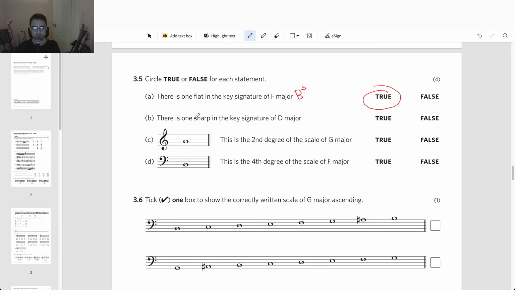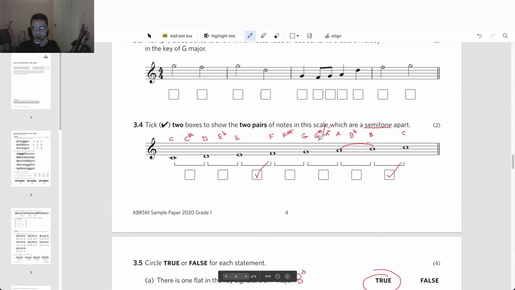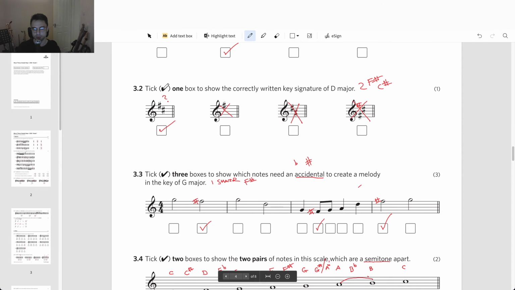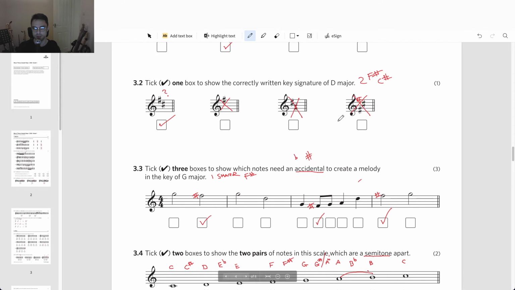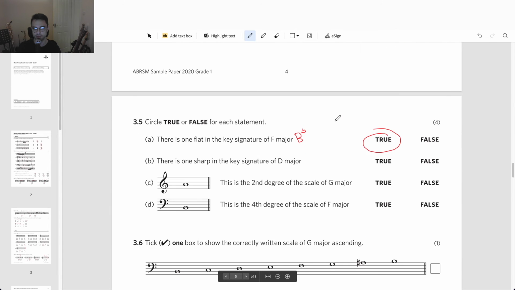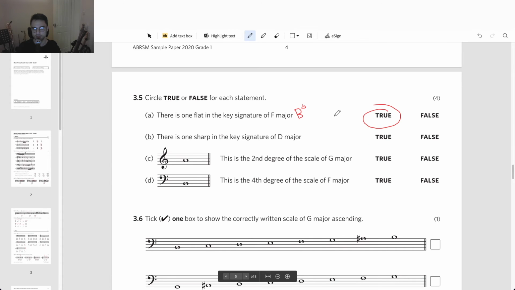B. There is one sharp in the key signature of D major. I'm pretty sure there was a question about this up here. One box shows the key signature of D major. Yep, there it is. Two sharps. Remember we spoke about that earlier. So, false. There is not one sharp. There are two sharps in D major. F sharp and C sharp.